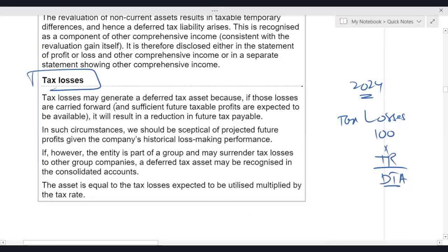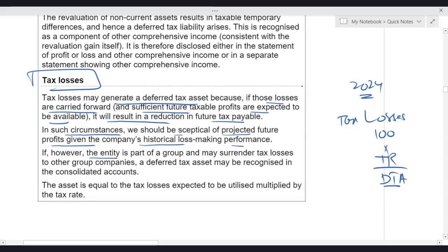The losses may generate a deferred tax asset because if those losses are carried forward and sufficient future taxable profit is expected to be available, it will result in the reduction of future tax payable. In such circumstances, we should be skeptical because there is no guarantee that you are going to have profit in the future. We should be skeptical of the projected future profits given the company's historical loss-making performance.